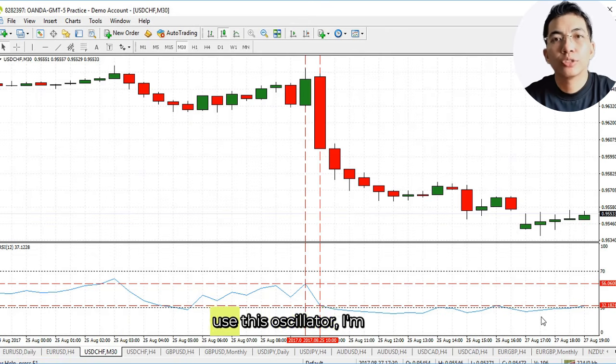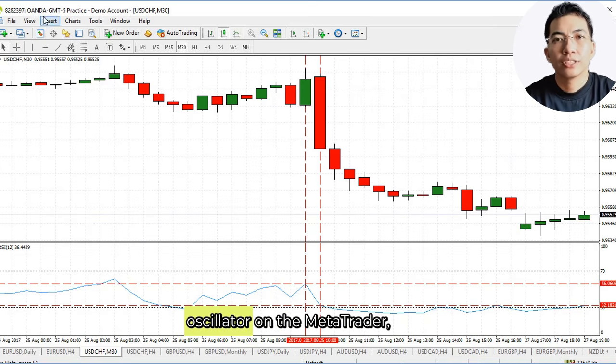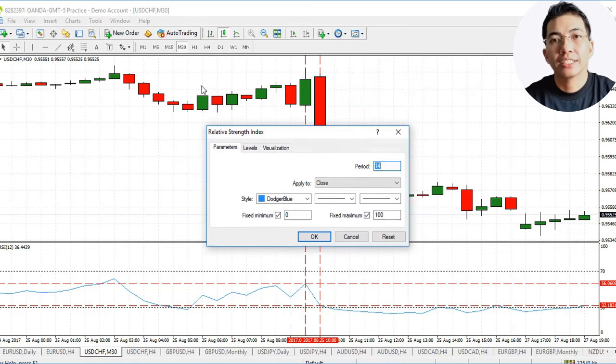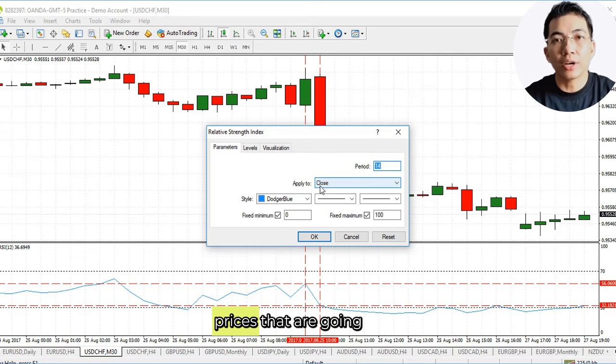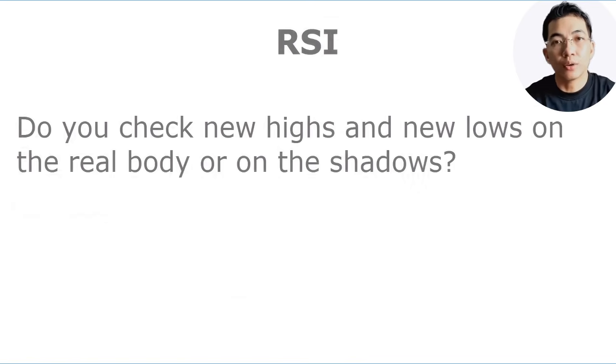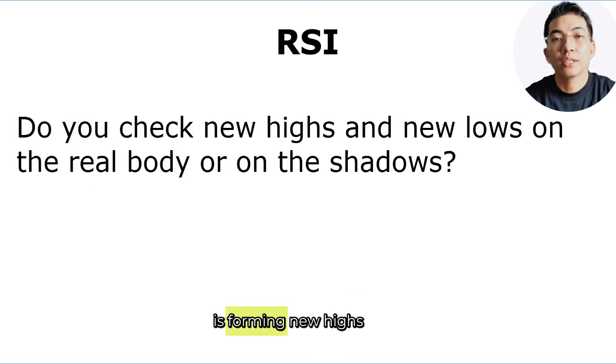Before checking how to use this oscillator, I'm going to share an interesting research about the setup of the RSI. When you open the oscillator on the MetaTrader, you can see that the standard setup is apply to close. In this way, the prices that are going to be included in the calculation are the closing prices. But I want you to think about this. When you have a trend and the price is forming new highs and new lows, do you check them on the closing prices or on the shadows? We check the highs and lows on the shadows, not on the real body.